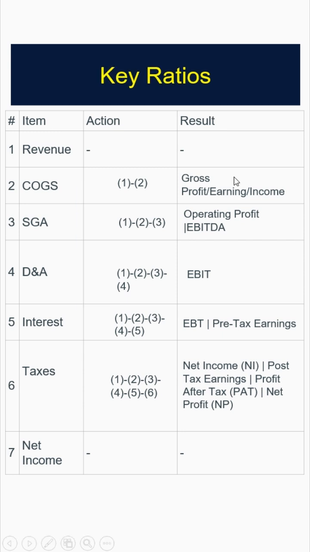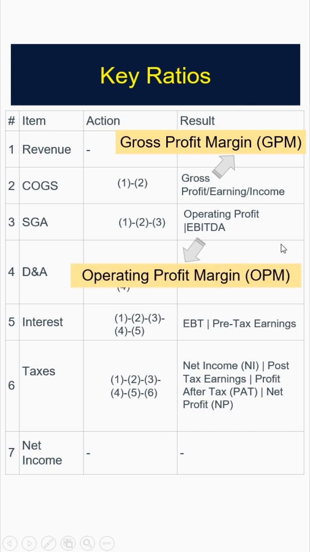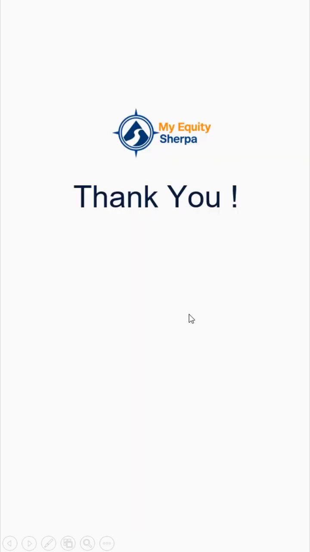Now let's walk through key ratios. There are 3 key ratios in the income statement you should be aware of. First and foremost, if you take gross profit, or gross earning, or gross income, and divide that by revenue, you will get gross profit margin, which is known as GPM. In a similar fashion, we have operating margin, where we divide operating profit by revenue. And finally, we have net profit margin, where we divide the net income or profit after tax by revenue.